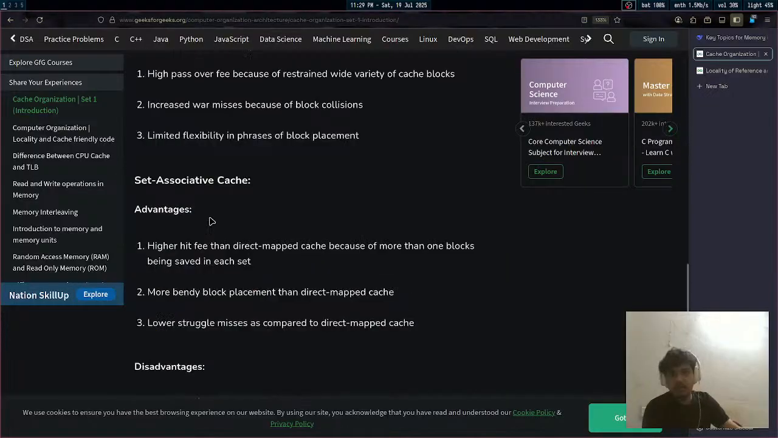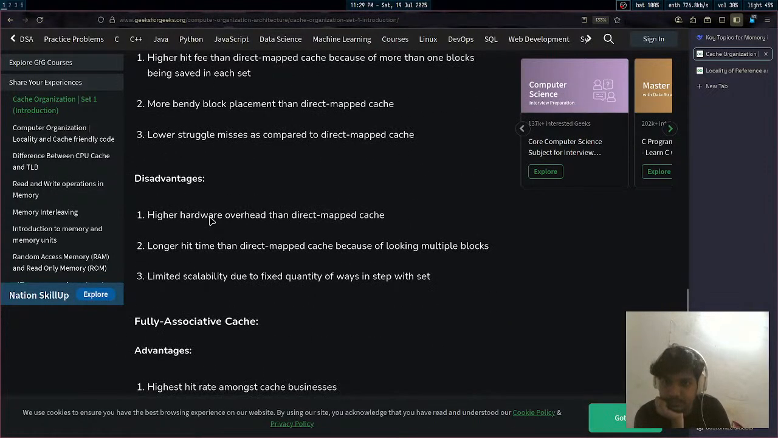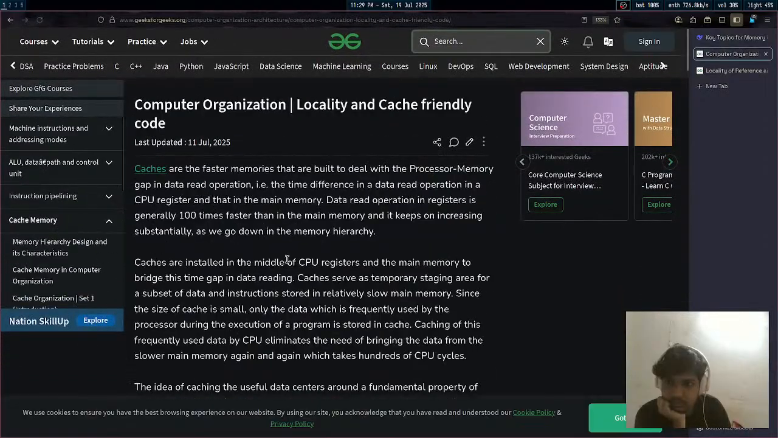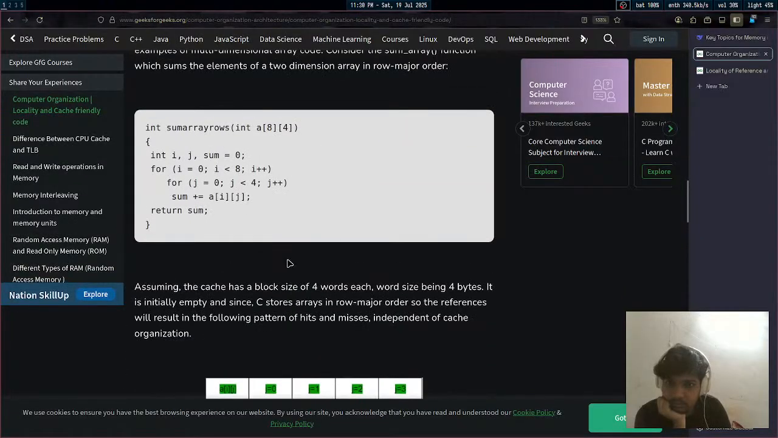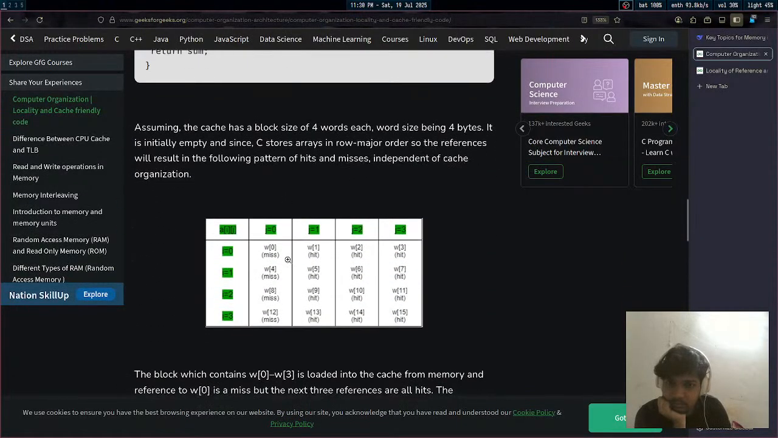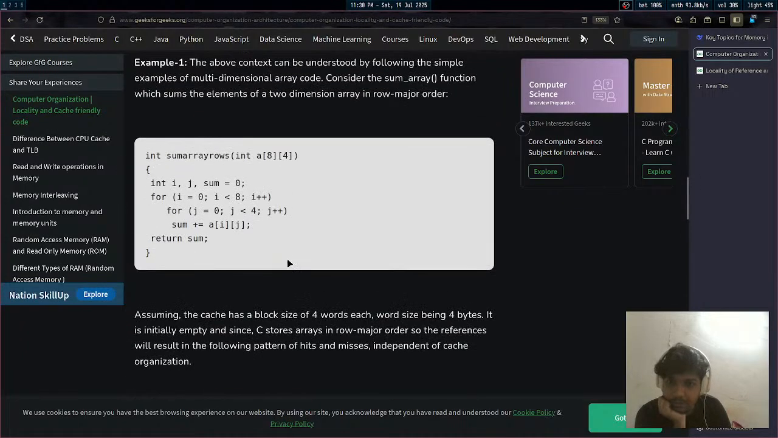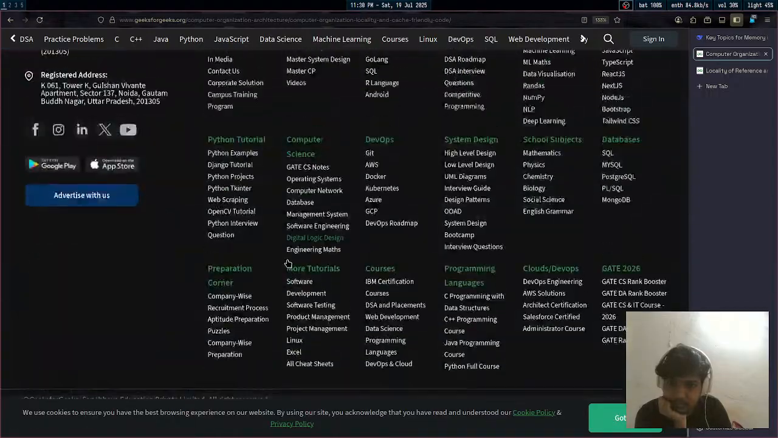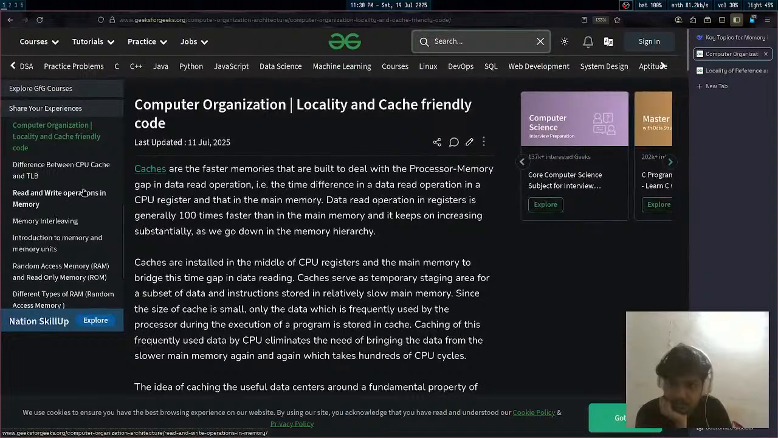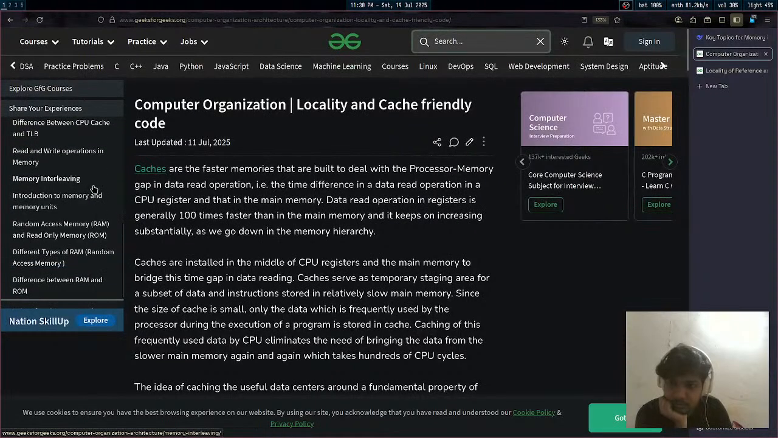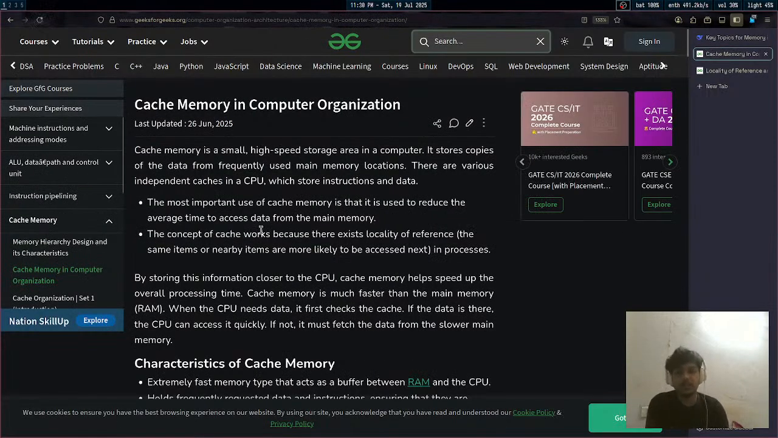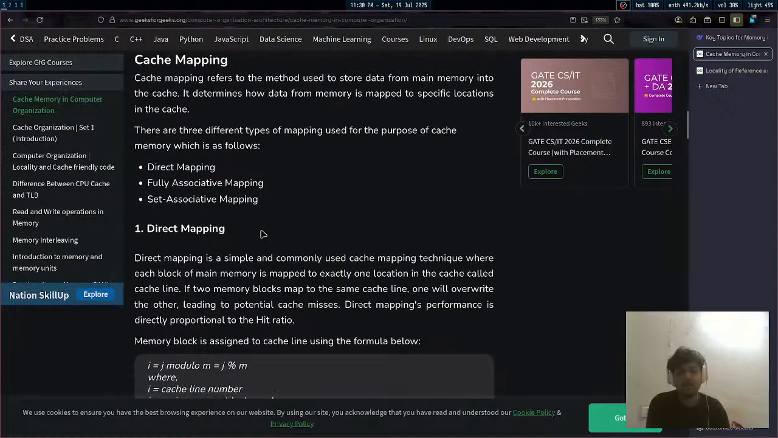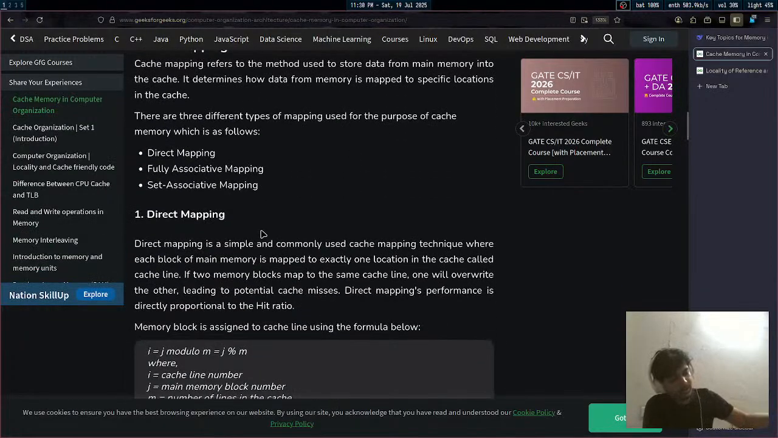Cache organization. Okay, wait. Yeah, I think I have to properly cover these three topics. I cannot rush anything. So cache mapping is the next topic.